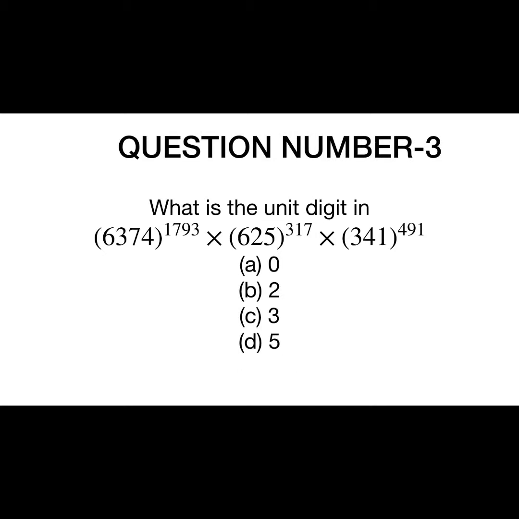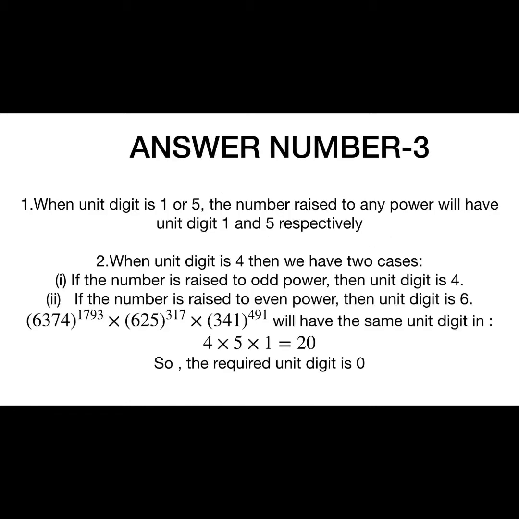This is an important question. Question number 3. What is the unit digit in 6374 to the power 1793 cross 625 to the power 317 and 341 to the power 491? And options are 0, 2, 3 and 5.